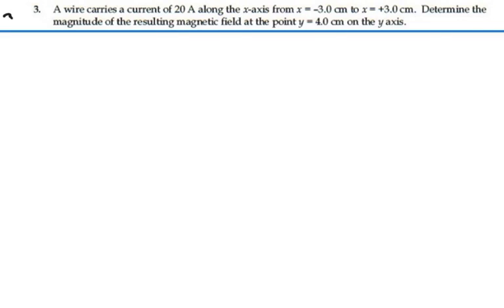Here's problem 33. A wire carries a current of 20 amps along the x-axis from x equal minus 3 centimeters to x equal plus 3 centimeters. Determine the magnitude of the resulting magnetic field at the point y equal 4 centimeters on the y-axis. Let's see if we can graph this.